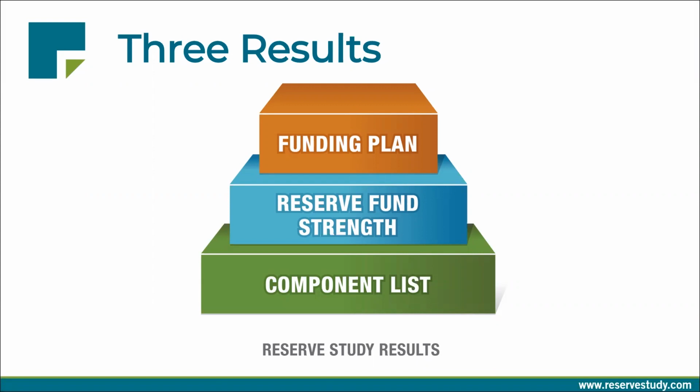You're not looking for gems or key information in all 50 or 150 pages. You're looking for 3 primary results: the component list, the reserve fund strength, and the funding plan. This tells you where you are physically, where you are financially, and where to go from here.